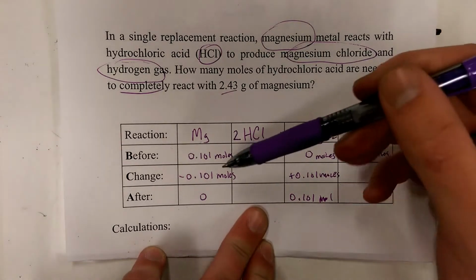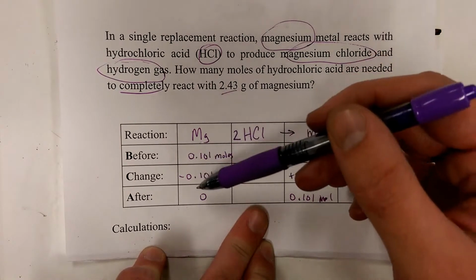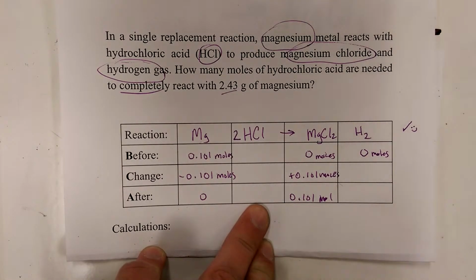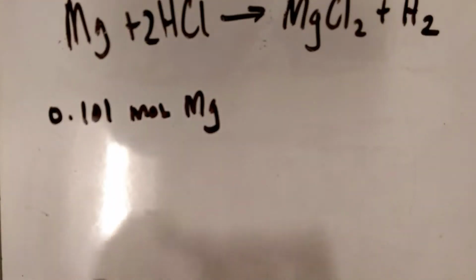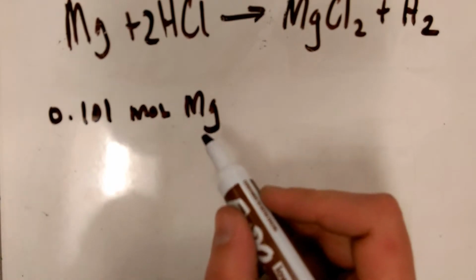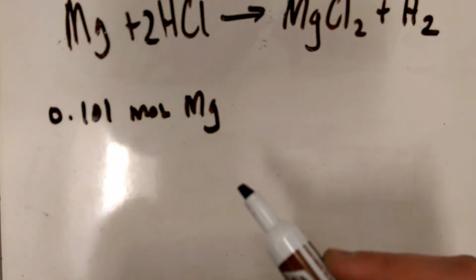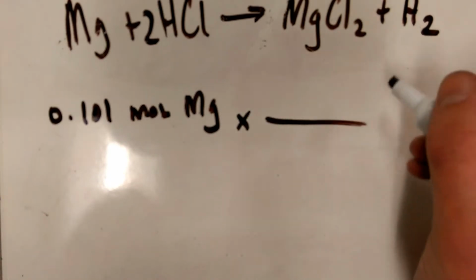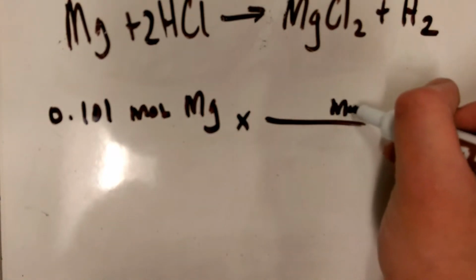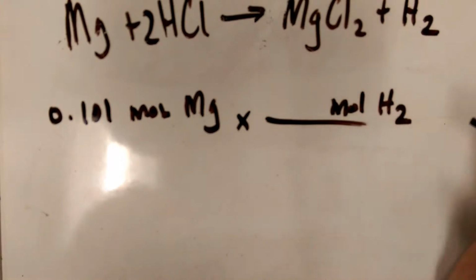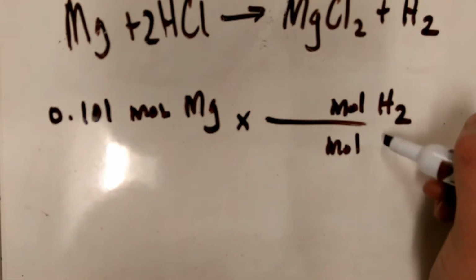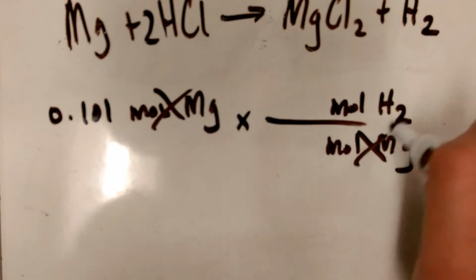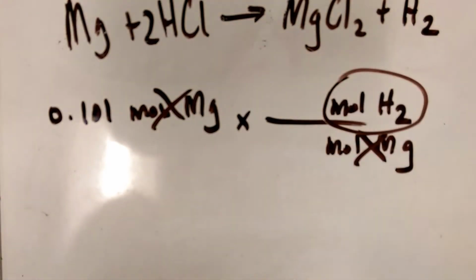Next, we want to go from our starting value, which is still magnesium, to hydrogen gas. We're going to figure out how much hydrogen gas we should be making in this reaction. So we're again going to start with the value that we're given. In the beginning of the reaction, we started with 0.101 moles of magnesium. Our goal is to get our moles of hydrogen, though, and we have to get rid of our moles of magnesium along the way. You notice again these units cancel, they're diagonal from each other, and we're left with just the unit that we want.